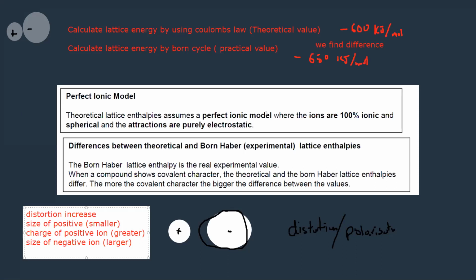Practical lattice energy is calculated from experimental values by the Born-Haber cycle, whereas theoretical lattice energy is calculated by Coulomb's law. And we find there's a difference between the theoretical and practical lattice energies. Any doubt in this part?